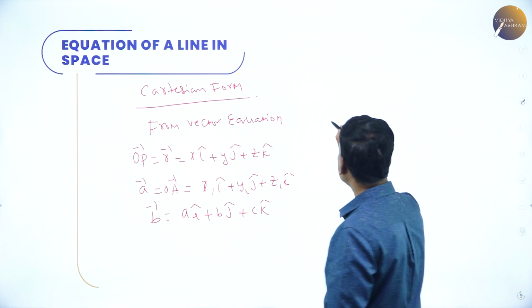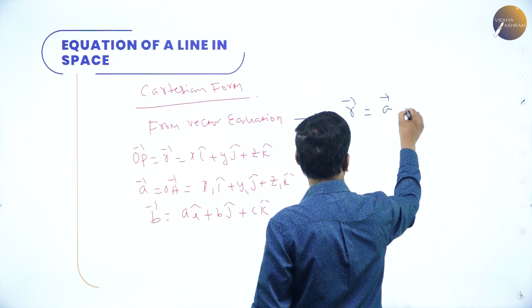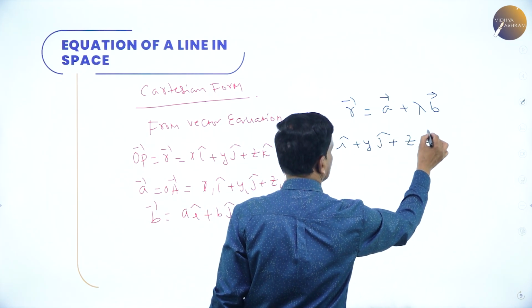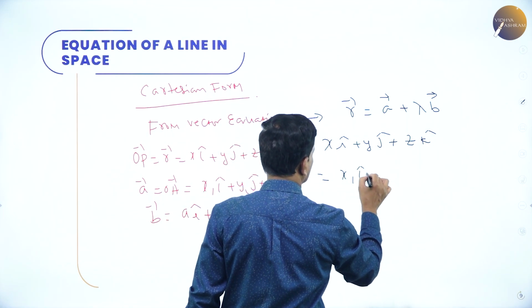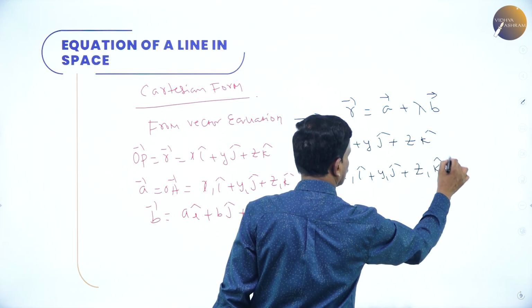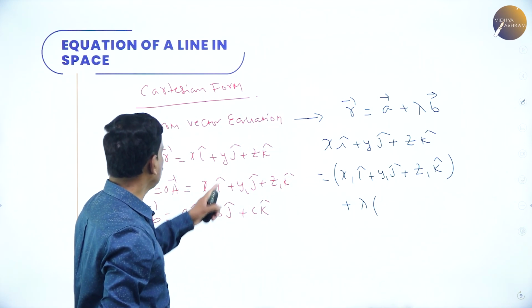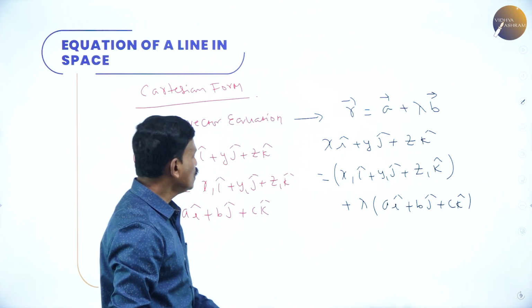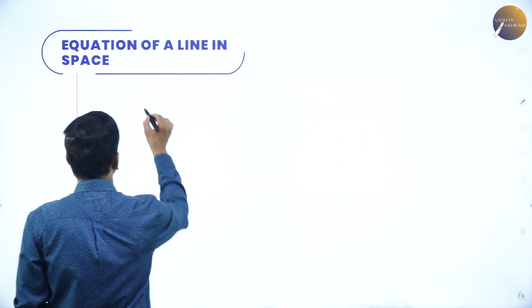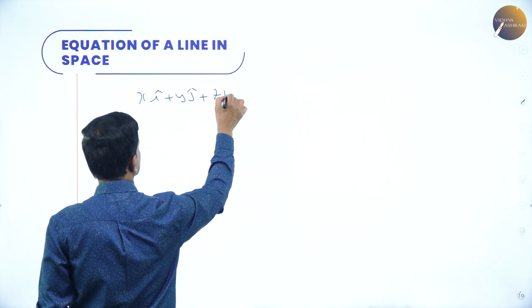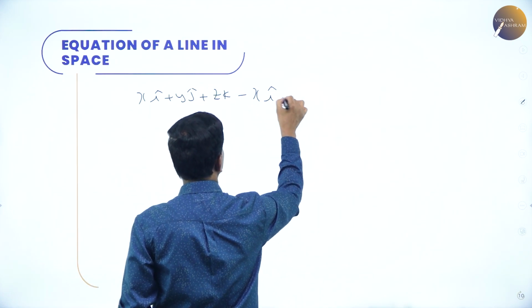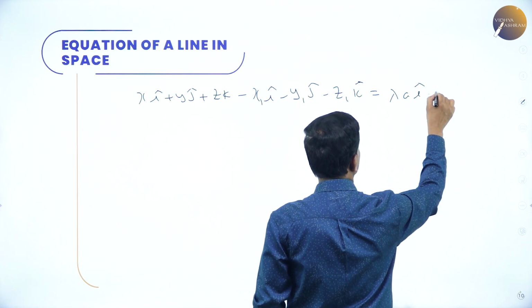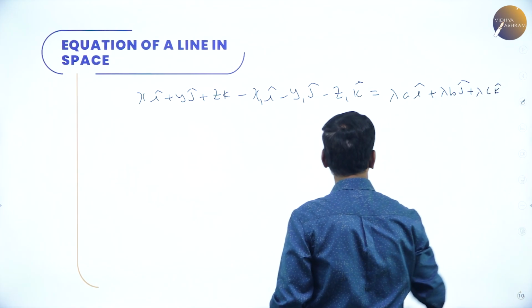Now, substitute here. From the vector equation, vector R is equal to A plus lambda into vector B. Substitute the value of R: xi plus yj plus zk is equal to vector A, which is x1i plus y1j plus z1k, plus lambda into vector B. Vector B is ai plus bj plus ck, where a, b, c are the direction ratios. Now, simplify this. Transfer this to the left hand side. Then xi plus yj plus zk minus x1i minus y1j minus z1k is equal to lambda ai plus lambda bj plus lambda ck.